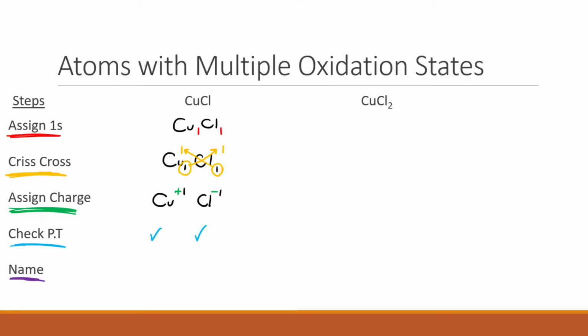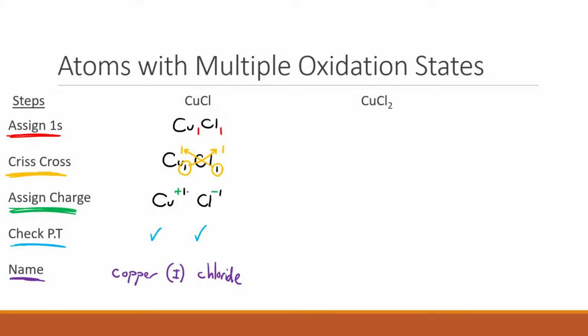Now, since both of these check, since both of these match, we can go on and get our name. And our name is going to follow the convention that we said before. First element keeps its name. Second element gets its name changed to end with "-ide". But for our name, we want to be able to tell the difference between these two things. We're going to include the Roman numeral, copper 1 chloride.